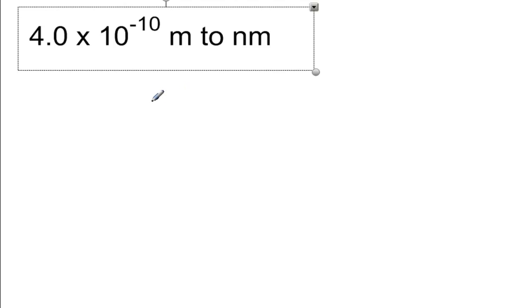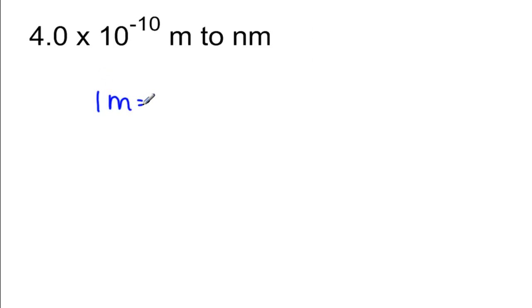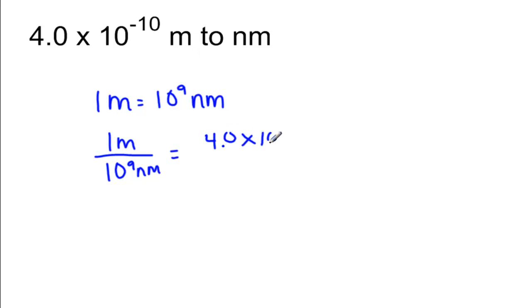Alright, another example. If we have meters to nanometers. Now nanometers is not a common unit. If we look on our chart, we can see that 1 meter is equal to 10 to the 9 nanometers. In this case, I am going to want to use exponential notation, scientific notation. So 1 meter over 10 to the 9 nanometers is equal to, here we have 4 times 10 to the minus 10 meters. Got meters on the top, so that's where I'm going to put that value, 10 to the minus 10 over x.